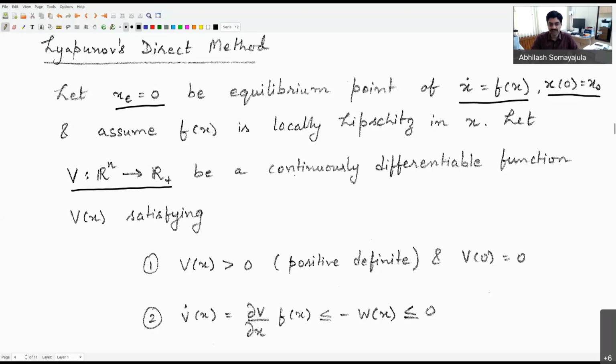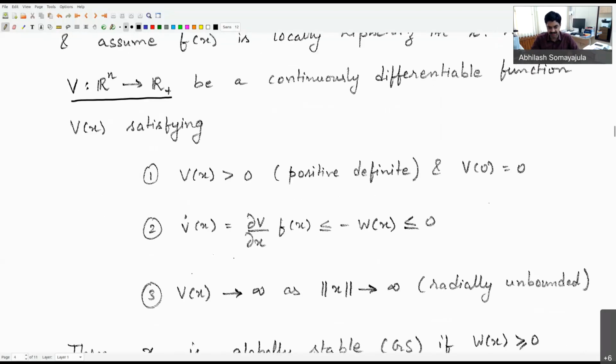Assume that we have defined this function V as a continuously differentiable function, and we also assume that certain properties are satisfied. So if V of x is greater than 0, which means that it is positive definite, and V of 0 is 0. So at the equilibrium point, the value of V is 0, but anywhere other than at the equilibrium point, the value of V is positive. So we construct a function V such that this first criterion is satisfied.